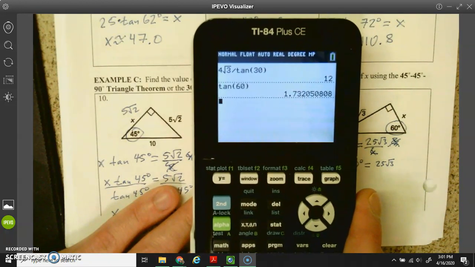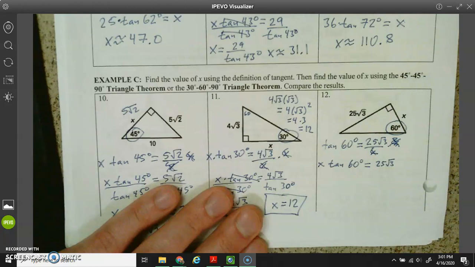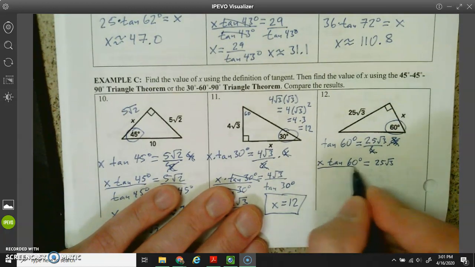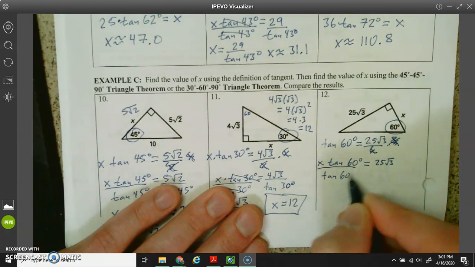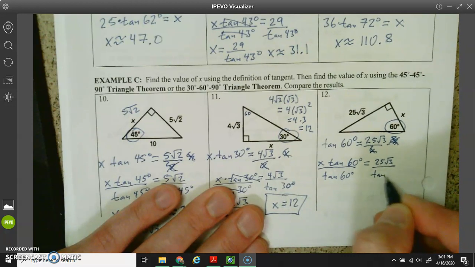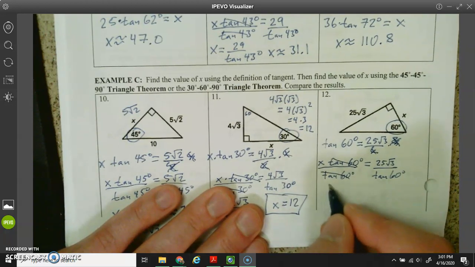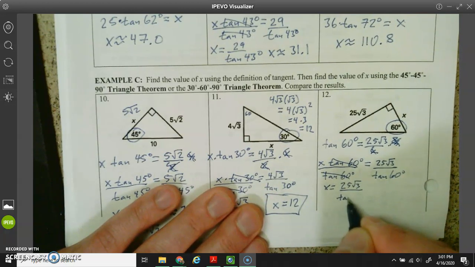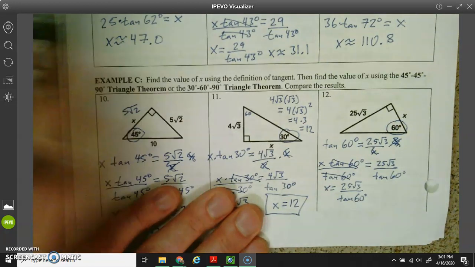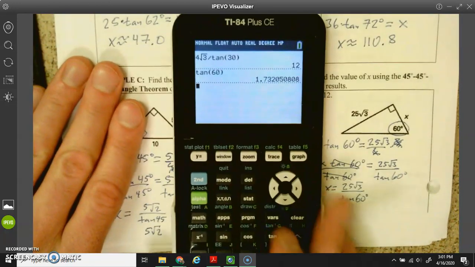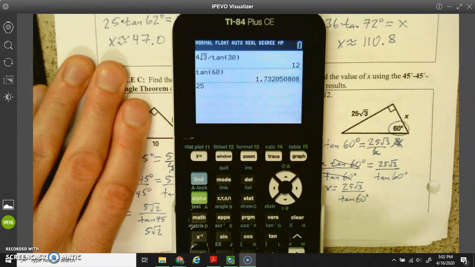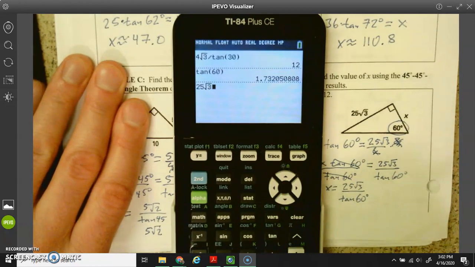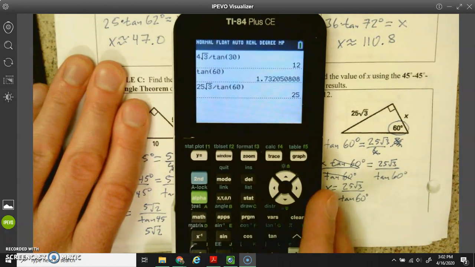So tangent of 60 degrees is 1.7320500808. Divide by tangent of 60 on both sides, tangent of 60 degrees. So we have x equals 25 square root of 3 divided by the tangent of 60 degrees. So plug that in my calculator. 25 times the square root of 3. Again, you would use closed parentheses, divided by tangent of 60 degrees. And that gives me 25.